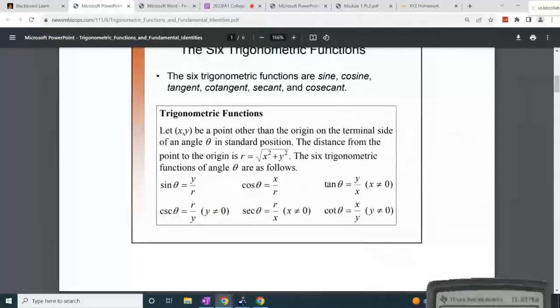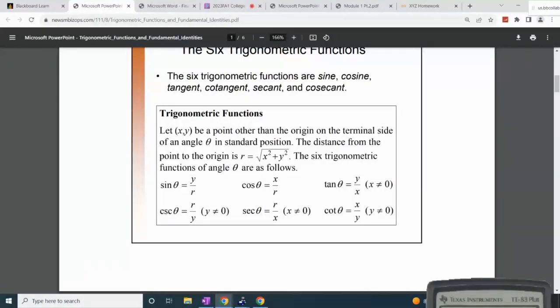And as far as the formula sheets are concerned, these formulas are not on the formula sheet. We kind of talked about these. The sine is y over r. And keep in mind, this is in reference to the unit circle where the radius is 1, right? So in order to find the sine of some angle, we'll simply locate that angle. The y coordinate will be the sine. The cosine is the x coordinate. And then the other 4 trig functions can be found by these relationships.